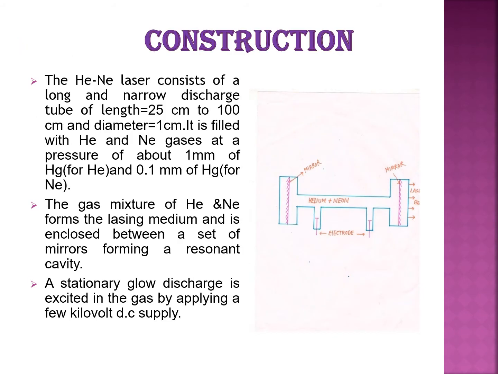Construction. The helium neon laser consists of a long and narrow discharge tube of length 25 cm to 100 cm and diameter 1 cm. It is filled with helium and neon gases at a pressure of about 1 millimeter of mercury for helium and 0.1 millimeter of mercury for neon. The gas mixture of helium and neon forms a lasing medium and is enclosed between a set of mirrors, forming a resonant cavity. A stationary glow discharge is excited in the gas by applying a few kilovolt DC supply.